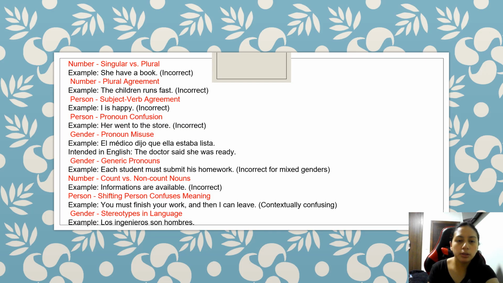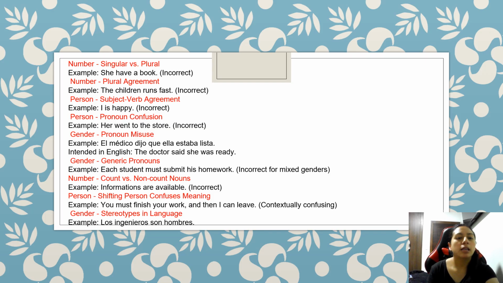And another example is pronoun omission. For example, "el médico dijo que ella estaba lista." This is incorrect. Translated in English is "the doctor said she was ready." Using the wrong gender pronouns misleads about the subject identity.